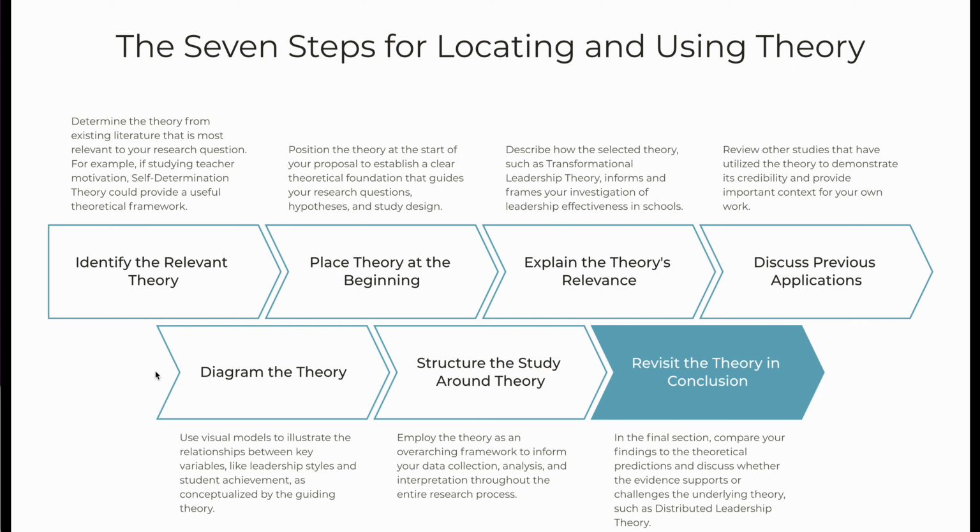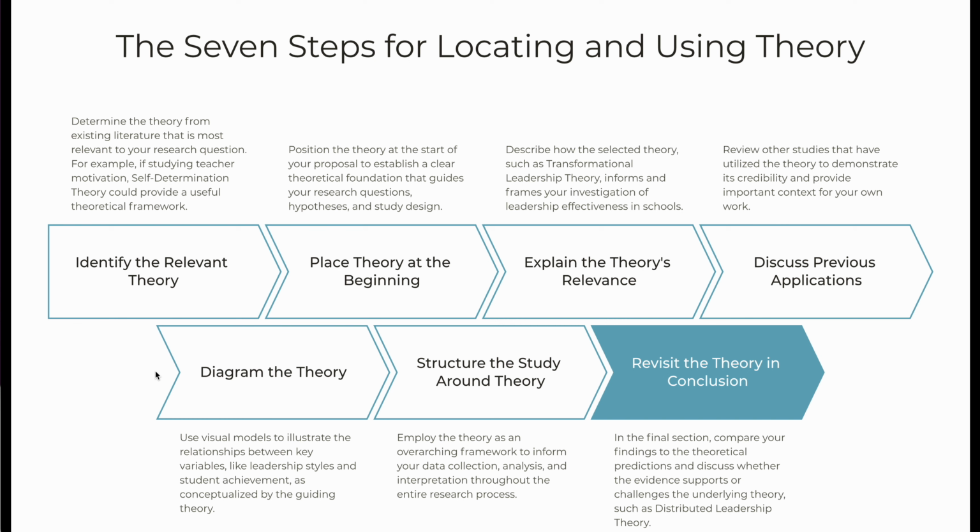Then you need to explain and establish why it's relevant. So why is this theory the best one? So why is transformational leadership theory important if I'm doing a study on different leadership types? How does it inform and frame the investigation of leadership effectiveness in schools? You're going to look at other studies that have utilized that theory.